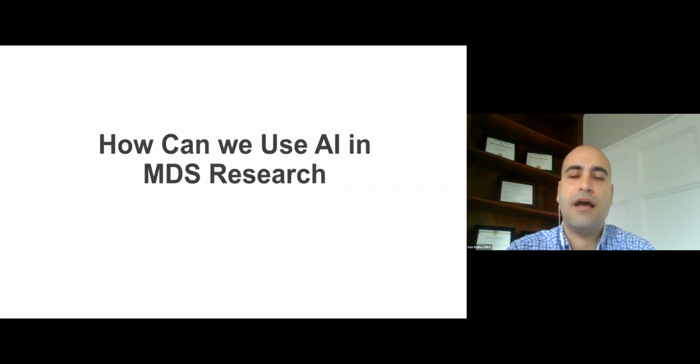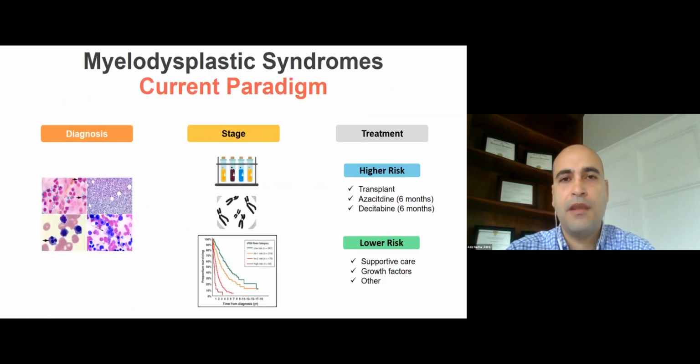So how can we use AI in MDS research? One way we can optimize the use of the technology in healthcare is trying to take a disease like MDS, try to define the current paradigm, and then try to define problems in the current paradigm, and then target these problems, try to solve these problems using machine learning and AI.